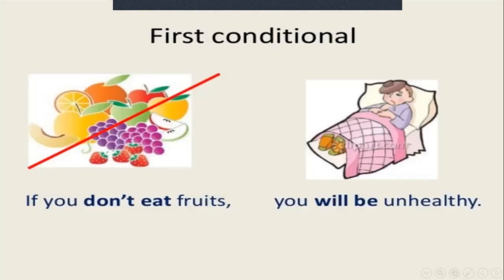If you don't eat fruits, you will be unhealthy. Okay? Here also we use present simple. Here we use negative present simple by using don't plus the verb in infinitive, eat. If you don't eat fruits. Also in the main clause we use will plus the verb to be in the infinitive. Will be.